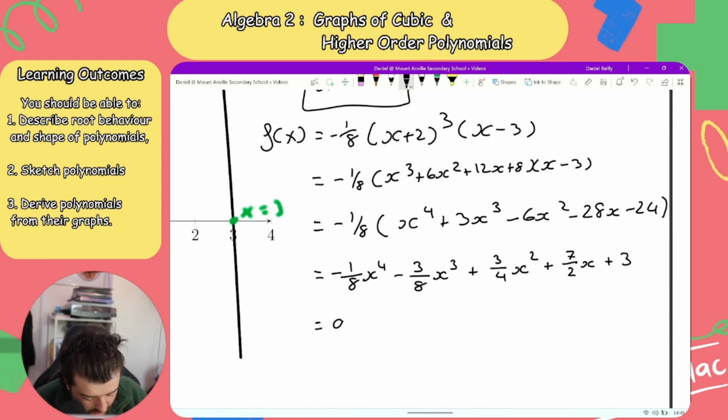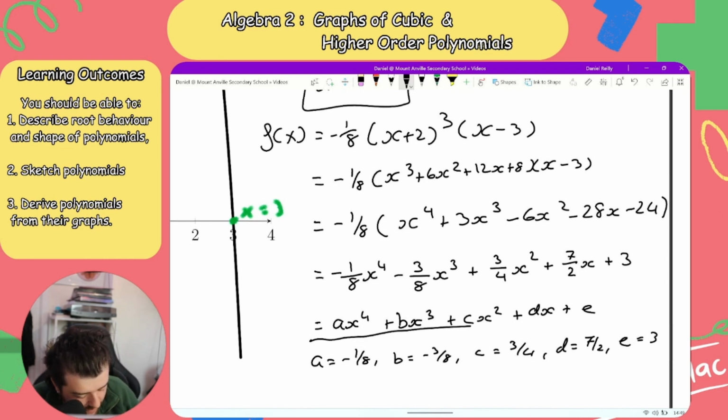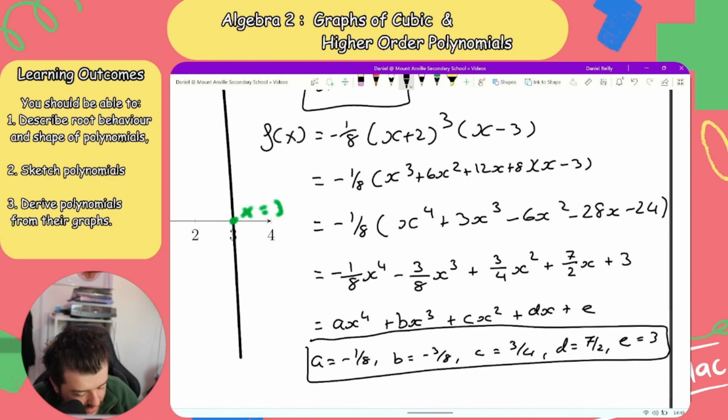So ax to the power of 4 plus bx cubed plus cx squared plus dx plus e. A is going to equal minus 1/8. B is going to equal minus 3/8. C is going to equal 3/4. D is equal to 7 over 2, and E is going to be equal to 3. All right, now that's a hard one. They probably won't ask you to do all of that, but so what's the harm?